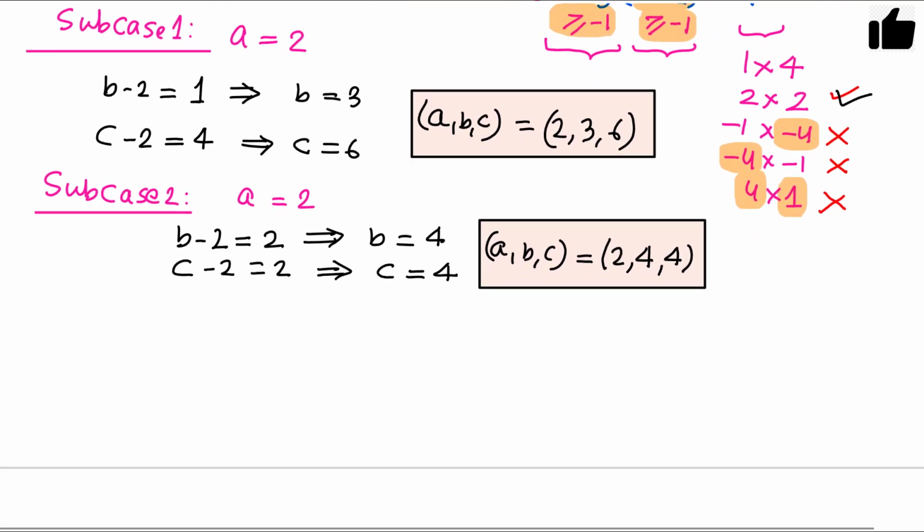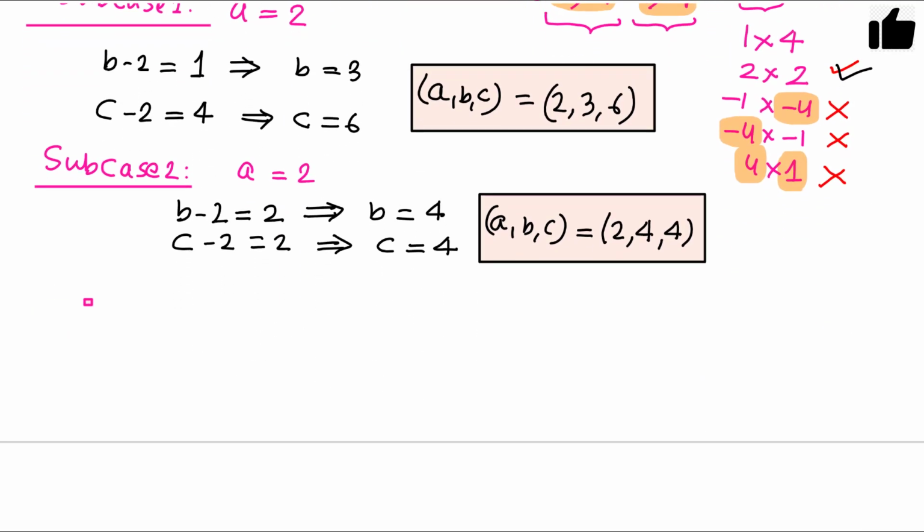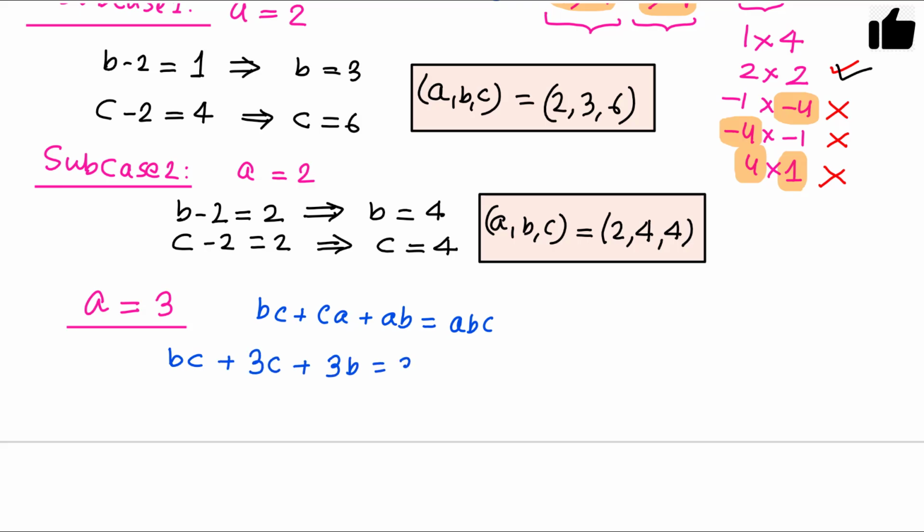Now let us consider the case when A equals 3. So my original equation is BC plus CA plus AB equals ABC. Let us plug in A equals 3. So this becomes BC plus 3C plus 3B equals 3BC. So this becomes minus 2BC plus 3C plus 3B equals 0.